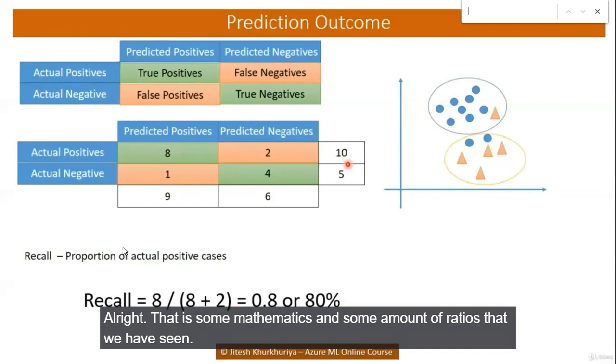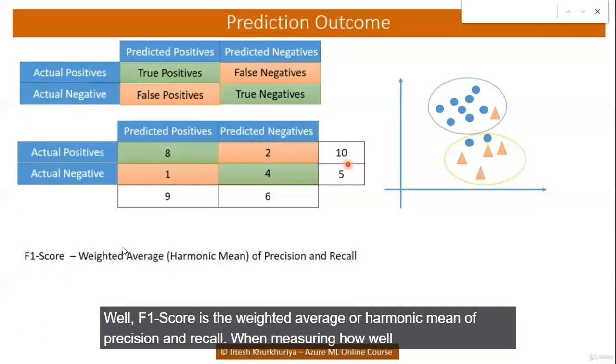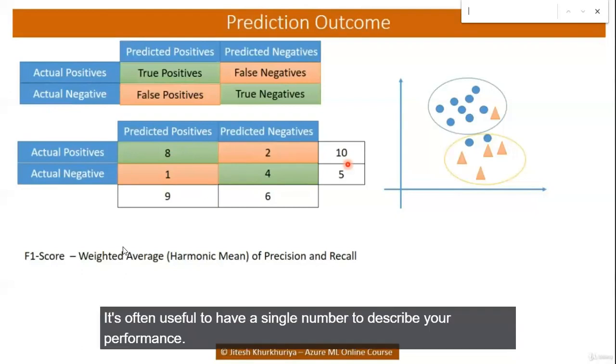All right. That is some mathematics and some amount of ratios that we have seen. The last one in this list is the F1 score, which may require some explanation. Well, F1 score is the weighted average or harmonic mean of precision and recall. When measuring how well you are doing, it's often useful to have a single number to describe your performance. We could define that number to be the mean of precision and recall.